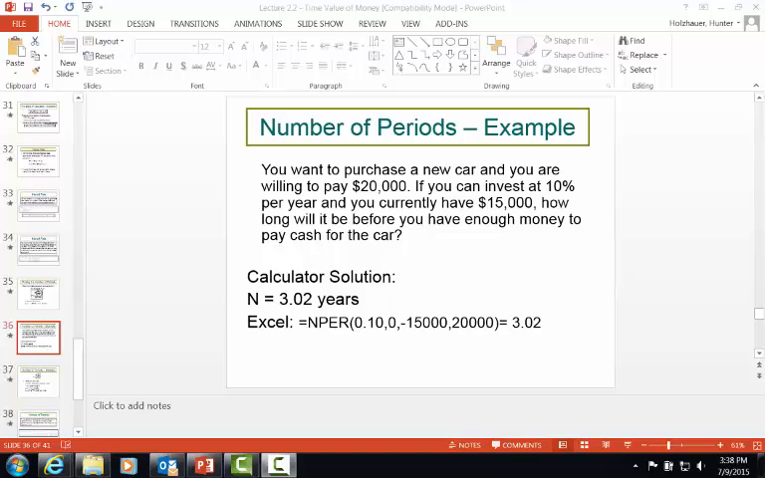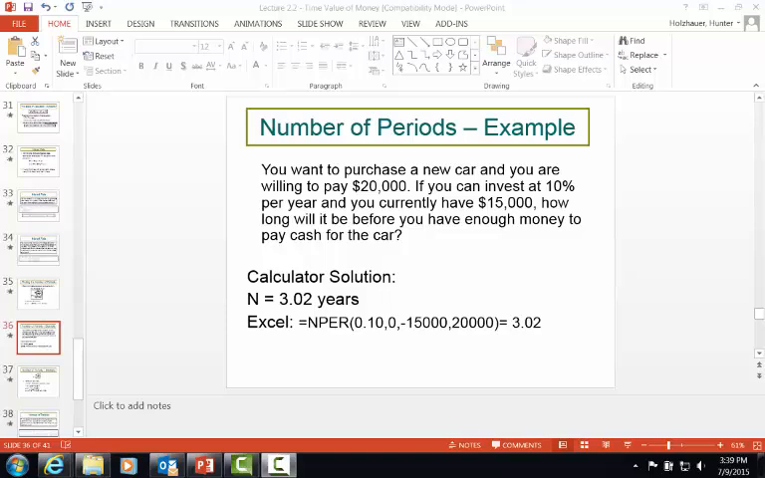Okay, Ross, let's go to the example. Let's look at a quick example. You want to purchase a new car and you are willing to pay $20,000. If you can invest at 10% per year and you currently have $15,000, how long will it be before you have enough money to pay cash for the car? Okay, now you can put everything in the buttons and solve for n, and you get 3.02 years.